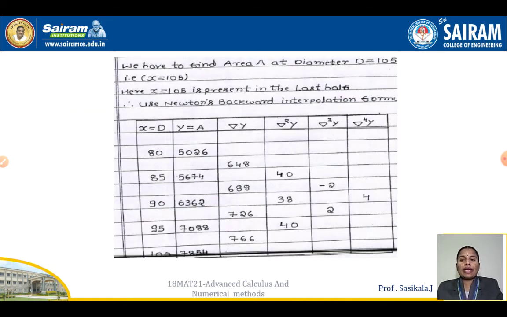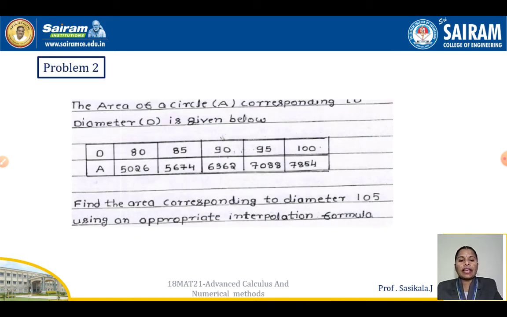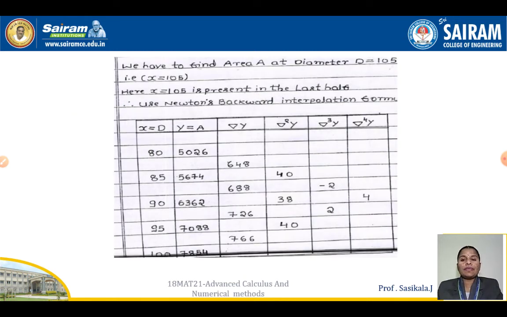First, see what is asked: the area at diameter 105. We need to find which end it is near, because xn is 100. So we have to find the area at diameter D equal to 105, that is x is equal to 105. Here 105 is present in the last half, so we have to choose Newton's backward difference. It is similar, only we write backward y here.